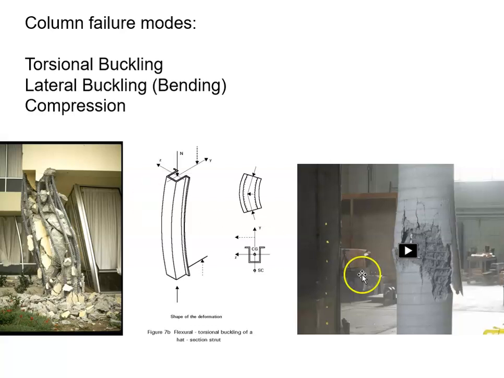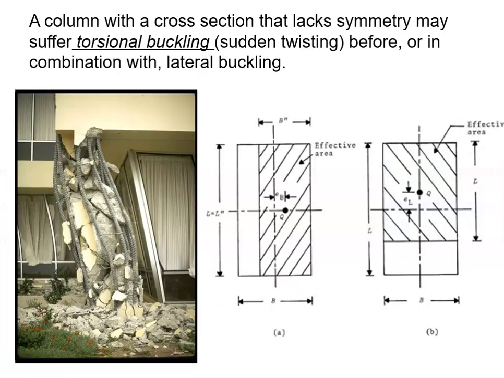perpendicular to that axis. And then compression is here. That's where it's actually getting crushed. So three different ways that a column could fail. Here we see the torsional buckling again. A column with a cross section that lacks symmetry may be more prone to suffer from this torsional buckling as well. Here we could see a column in plan, and what we're seeing actually is a column.